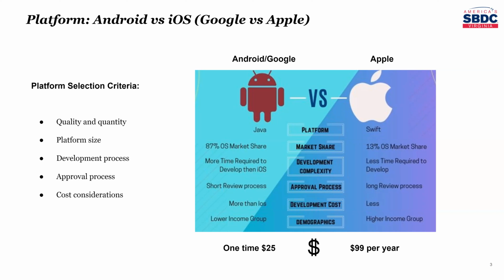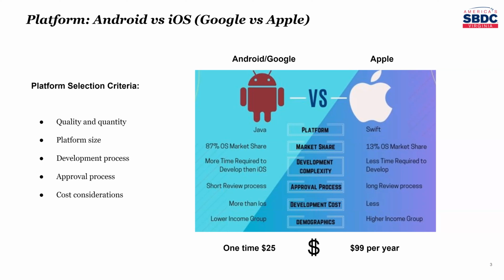And finally, there are cost considerations. Just a little bit of terminology: the Android store and platform use the Java coding language, whereas Apple uses the Swift coding language. There's no real difference as far as what they can do, they just have two different languages. So if you find a developer who's an expert in Java, they might not be an expert in Swift, and vice versa.